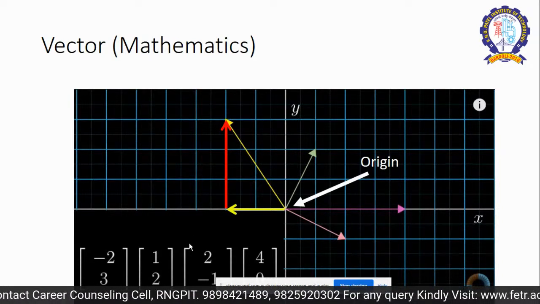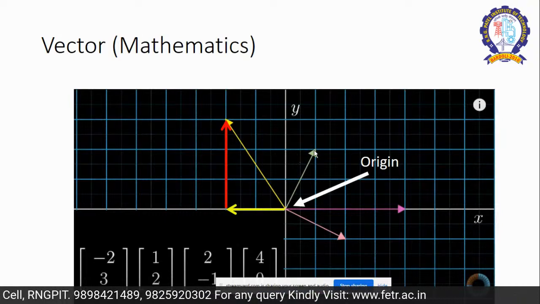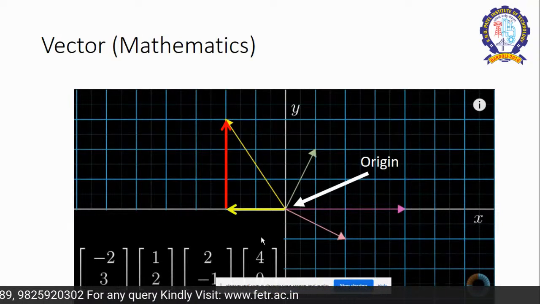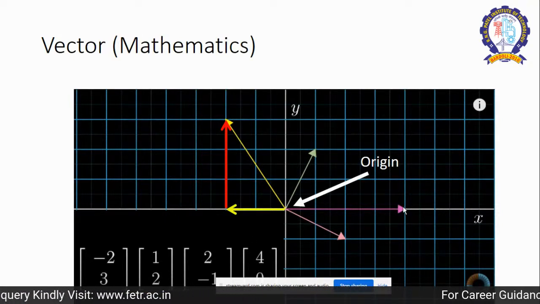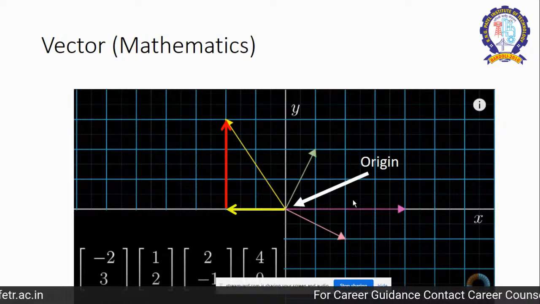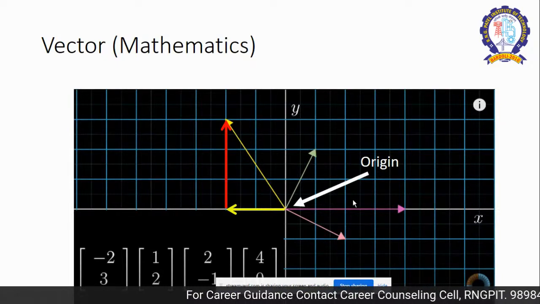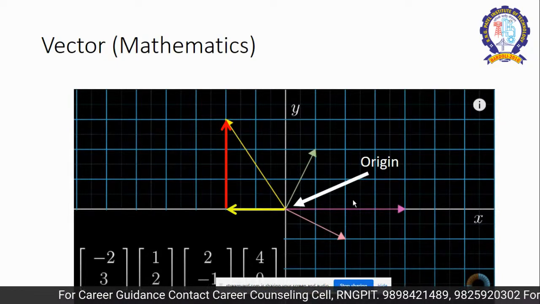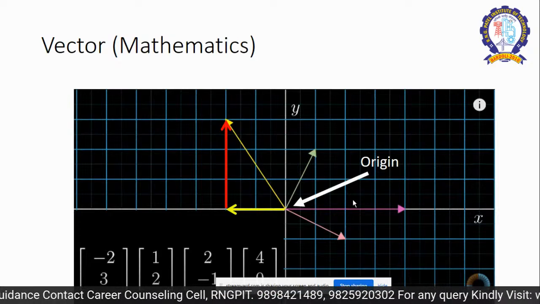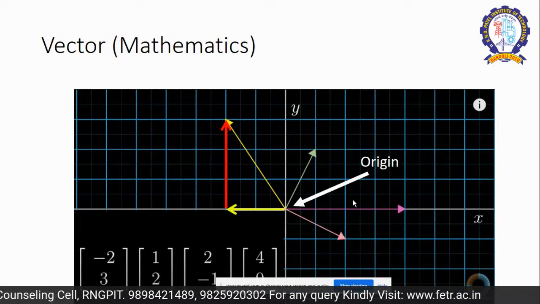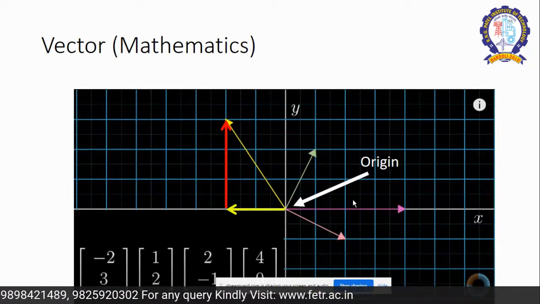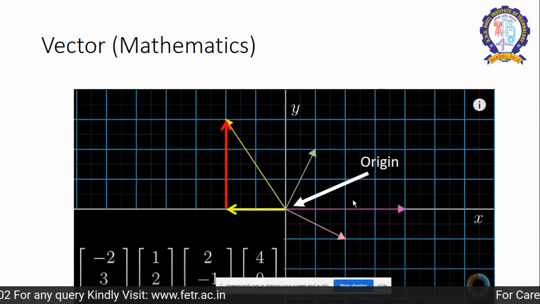Whenever we go with the second one, (1, 2), it's this one, (2, -1), this one, and (4, 0), this means this one. The only difference between mathematics and physics is this: always in mathematics, vectors start from the origin, whereas in physics, vectors start from anywhere. That's the difference between a vector in mathematics and a vector in physics.